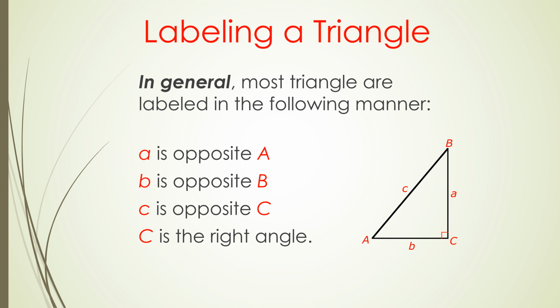Lowercase a is across from the vertex A. Lowercase b is opposite from the vertex B. Lowercase c is opposite from the angle C. Now, does this mean that every triangle you work with in this chapter is going to be labeled ABC where C is the right angle? Absolutely not. I want you to be comfortable with the labeling technique regardless of what the triangle looks like. Okay, so while you're writing, let me give you an example of what I'm talking about.